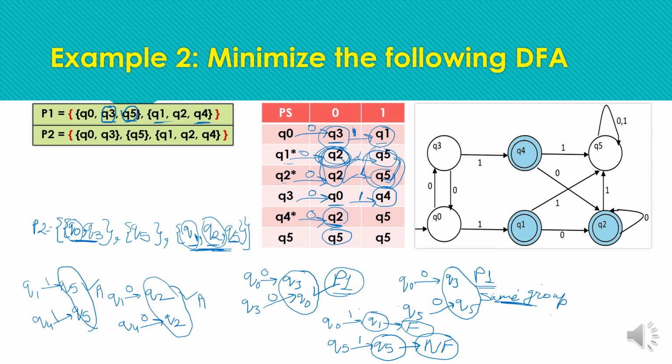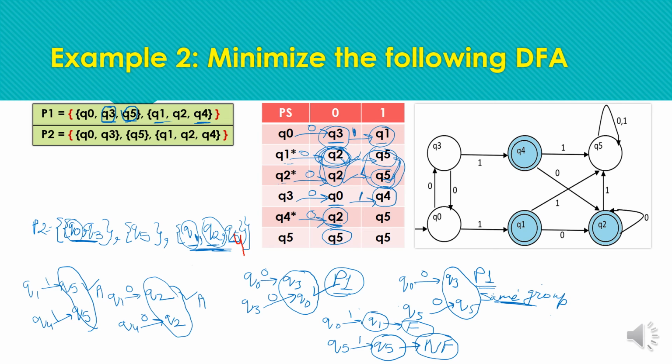So here the resulting partition is this. The grouping is Q0, Q3, and the next group is Q5, and the next group is Q1, Q2 and Q4. Sorry, here I needed to write Q4. So this is Q4, not Q5. Please correct it. So this is the final partition P2.